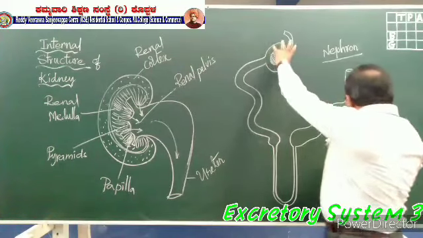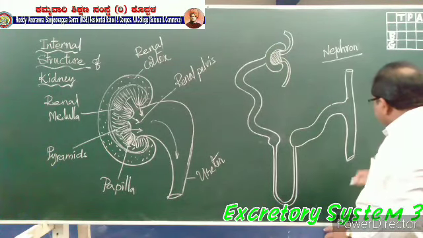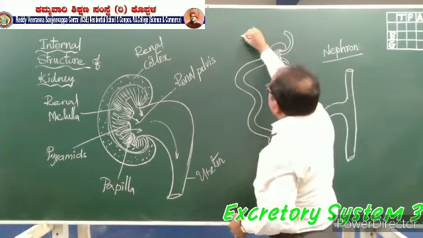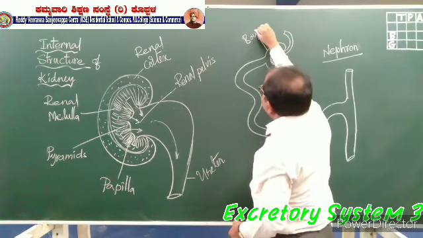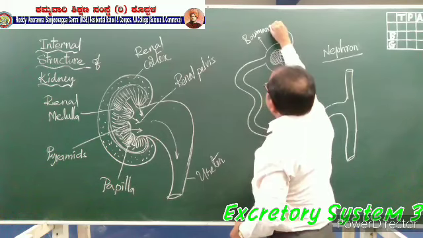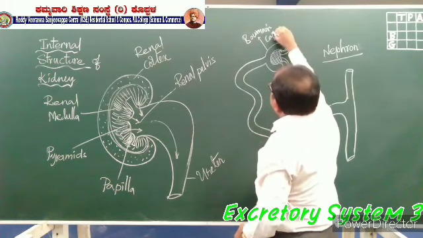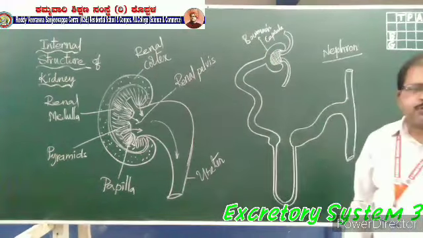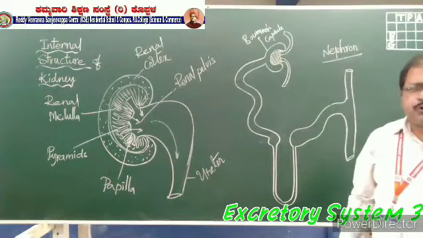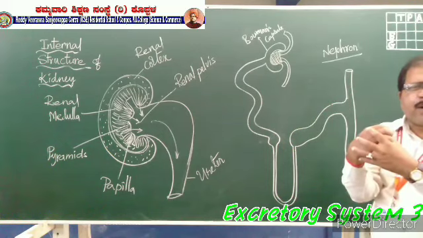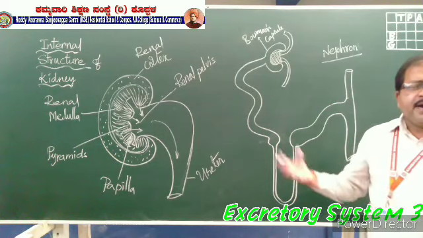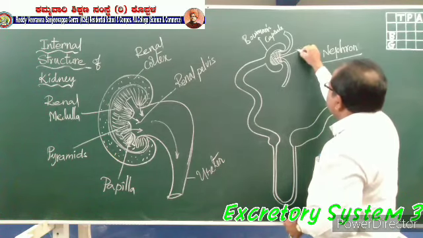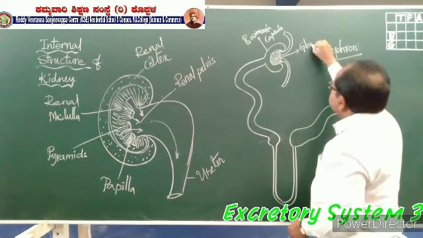You might be finding that the structure of these nephrons has a C-shaped cup-like structure presented here. This is called Bowman's capsule. Inside the Bowman's capsule, there is a network of blood vessels presented there. This network of blood vessels is called glomerulus.